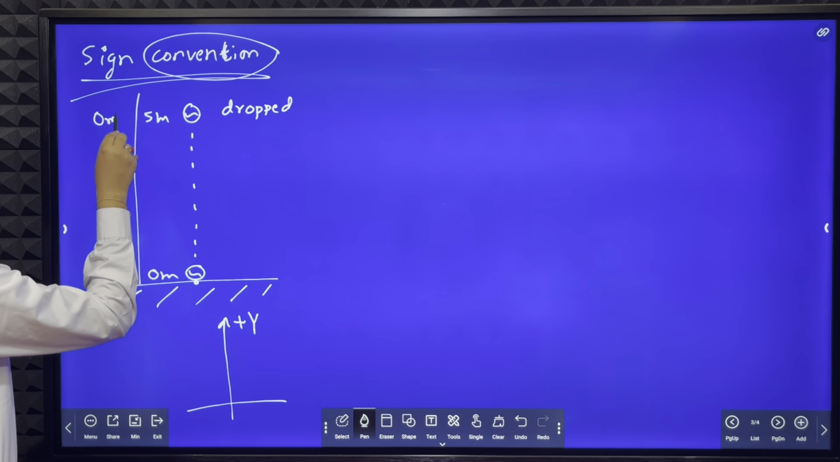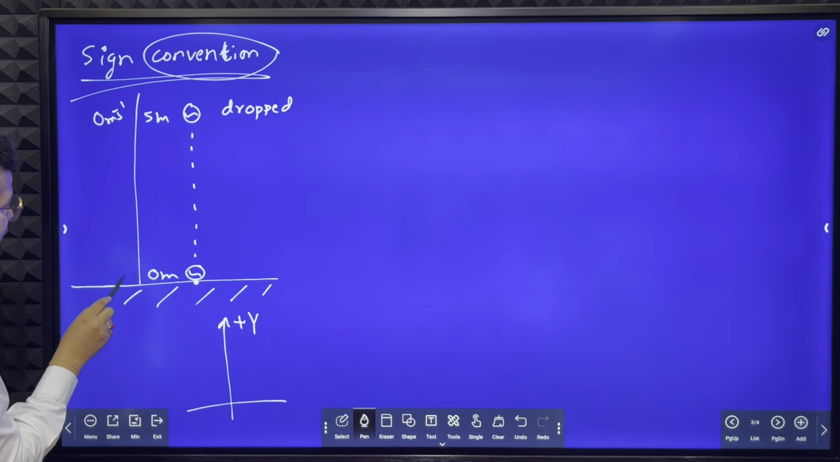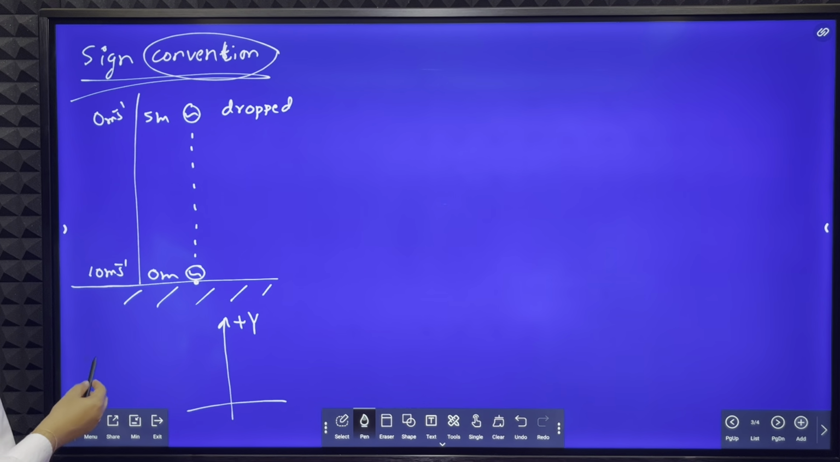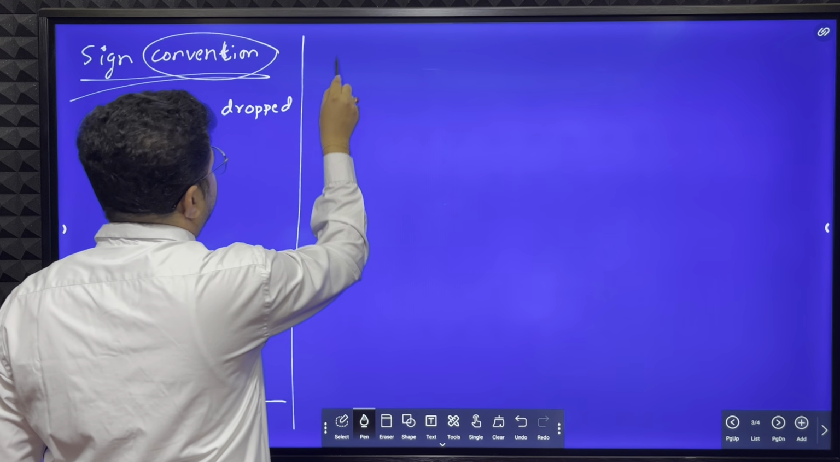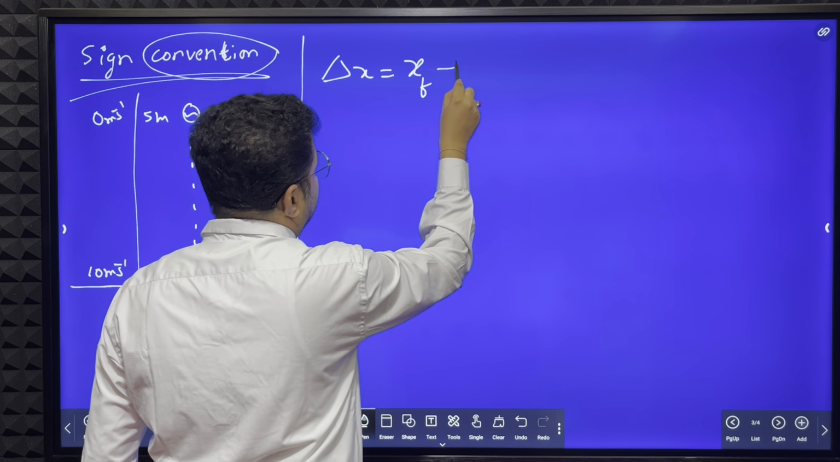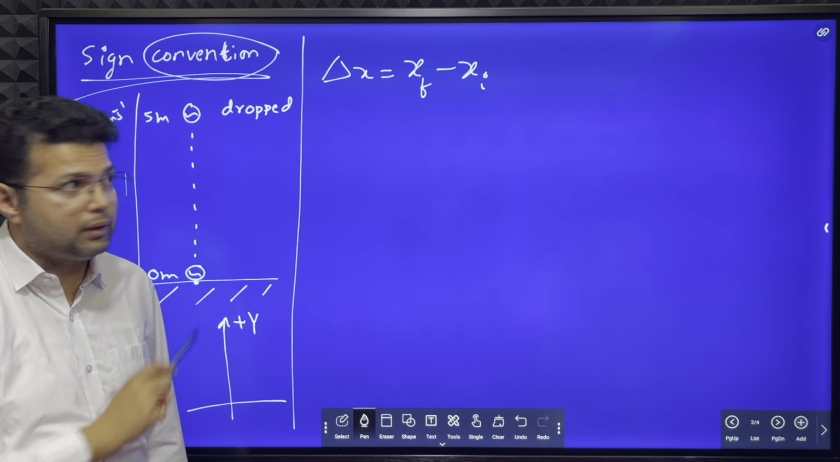Here the speed of the ball is 0 meter per second. And here, let the speed of the ball be 10 meter per second. Whether it is plus or minus, we'll see later. Now how to find displacement? Displacement is equal to final position minus initial position. Remember, displacement is equal to final position minus initial position.